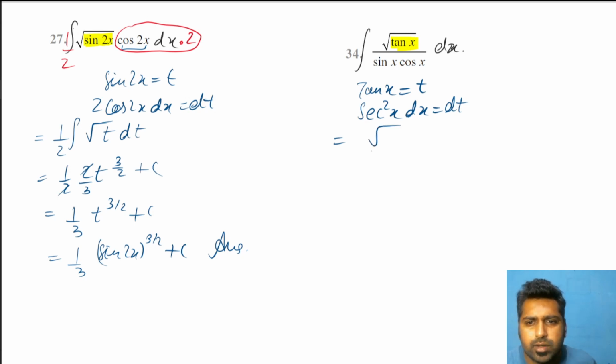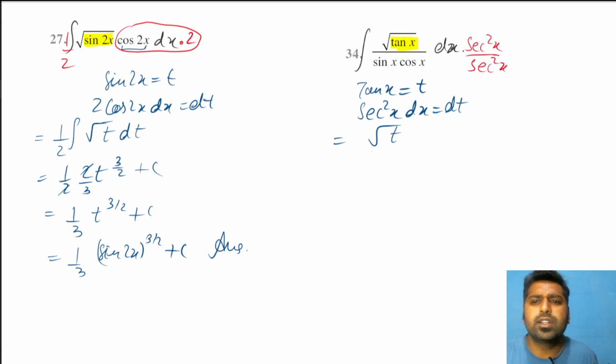So root tan x, we are doing the substitution. So root tan x is t. The problem is there is no sec square here. So what do we do? We'll literally multiply forcibly by sec square and then divide by sec square. So far the adjustment that I've done was based on the idea that we were forcing a constant, but this time I'm forcing a variable. Let's see if it works or not.